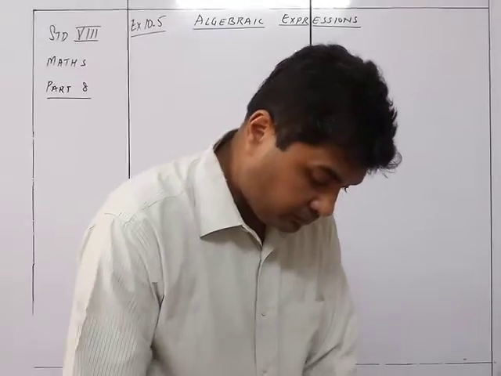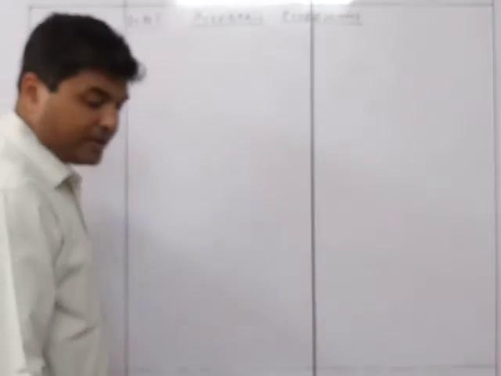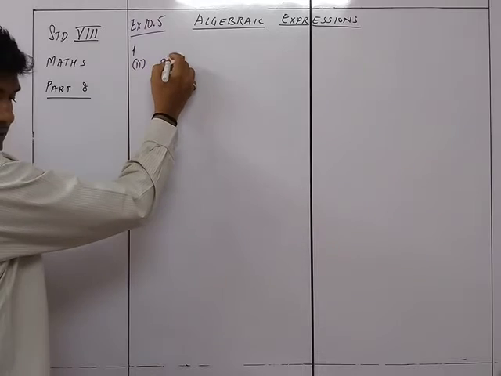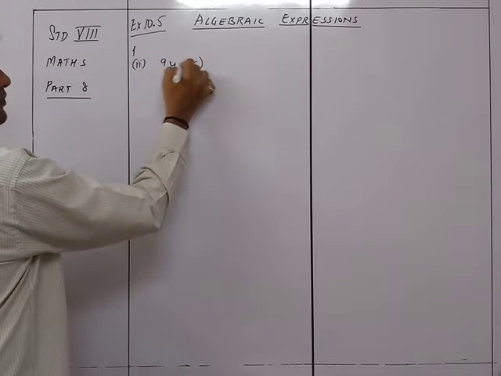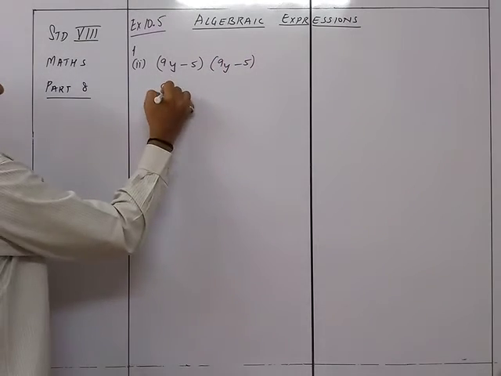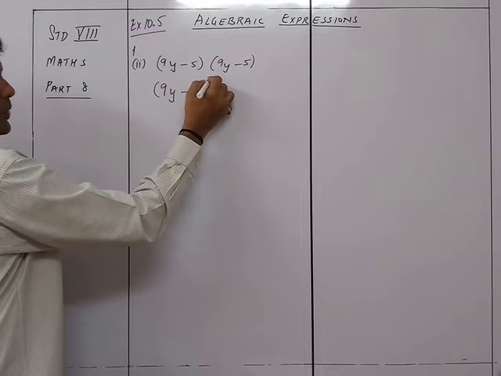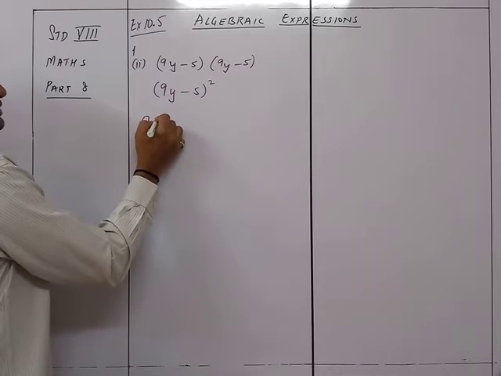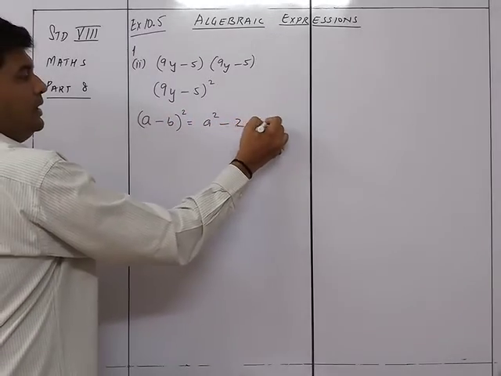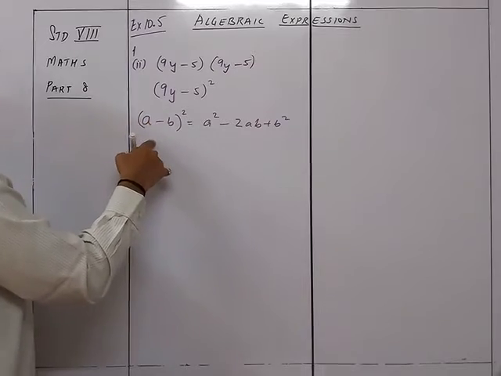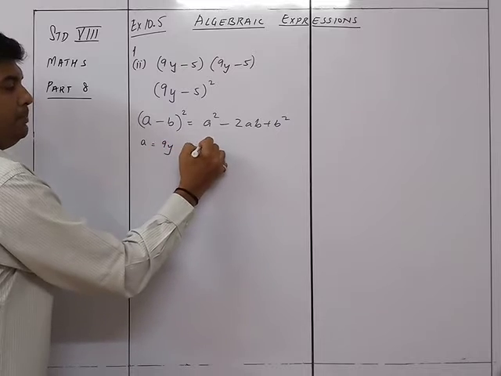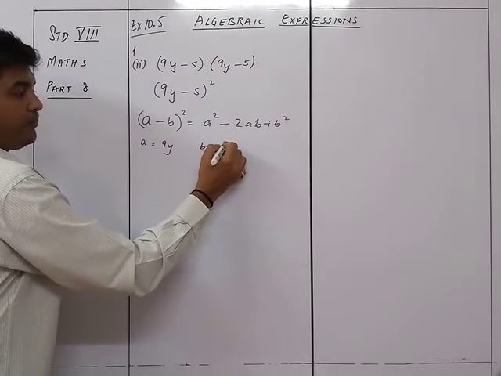Right, so we start with exercise 10.5. The first one is, the second is (9y minus 5) into (9y minus 5). Now this is nothing but 9y minus 5 the whole square. So the formula you are going to use is a minus b the whole square is equal to a square minus 2ab plus b square. So over here, if you see, what is happening? We have a equal to 9y and b equal to 5.